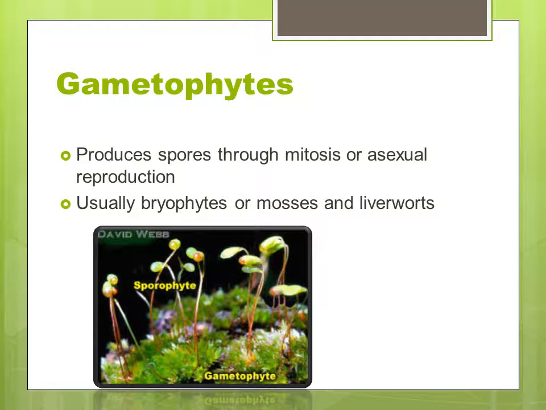While sporophytes are a diploid plant structure, gametophytes are a haploid plant structure. They produce spores through mitosis or asexual reproduction. Gametophytes are usually bryophytes. Some examples include mosses, algae, and liverworts.